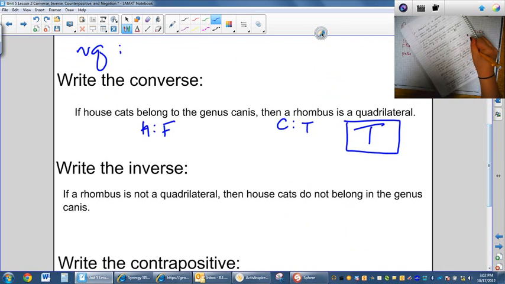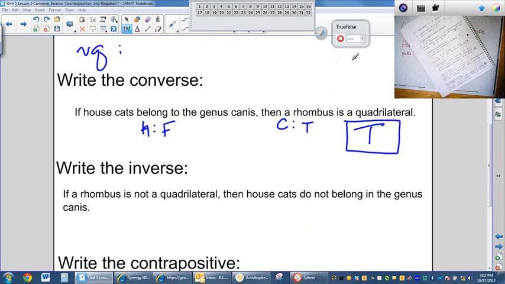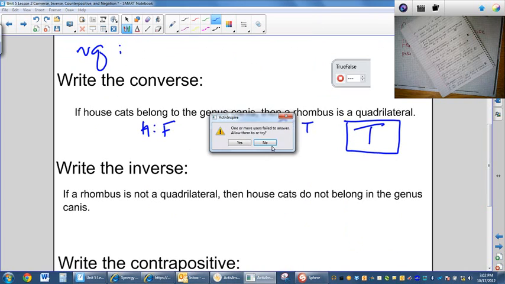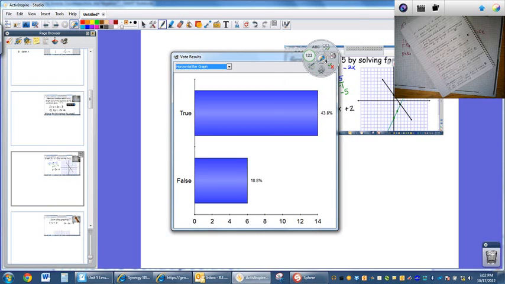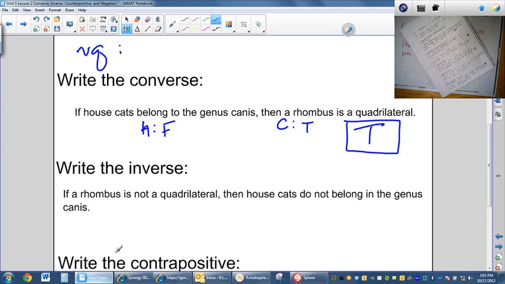How about the inverse? Go ahead and click your answer. You have 10 seconds. If a rhombus is not a quadrilateral, then house cats do not belong to the genus Canis. 4, 3, 2, 1. Mostly true. If a rhombus is not a quadrilateral, that's false. Then house cats do not belong to the genus Canis, that's true. If false, then true, true.